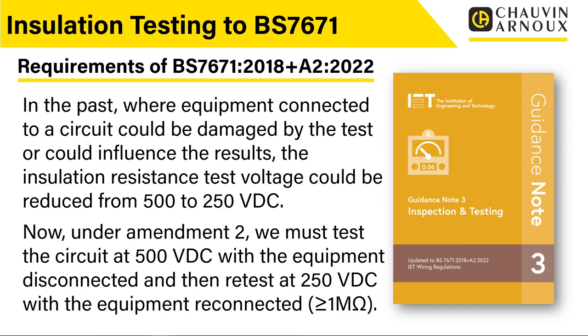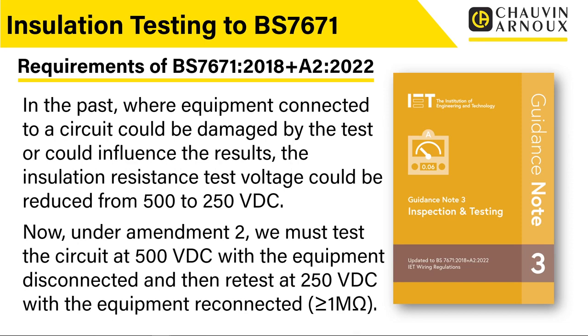In those cases, previously, the insulation resistance test voltage could be reduced from 500 volts DC to 250 volts DC. So we would drop the voltage down, and in many cases that would remove the chance of damaging anything. Because remember, if we've got a 230 volts AC circuit, equipment connected to that is not really going to be damaged by 250 volts DC.